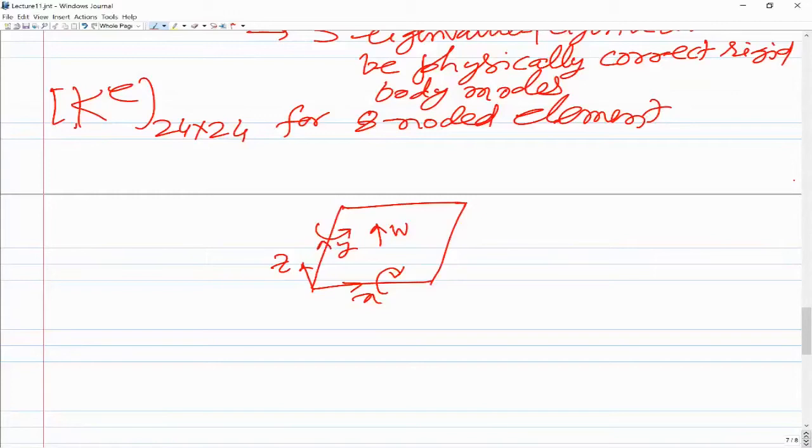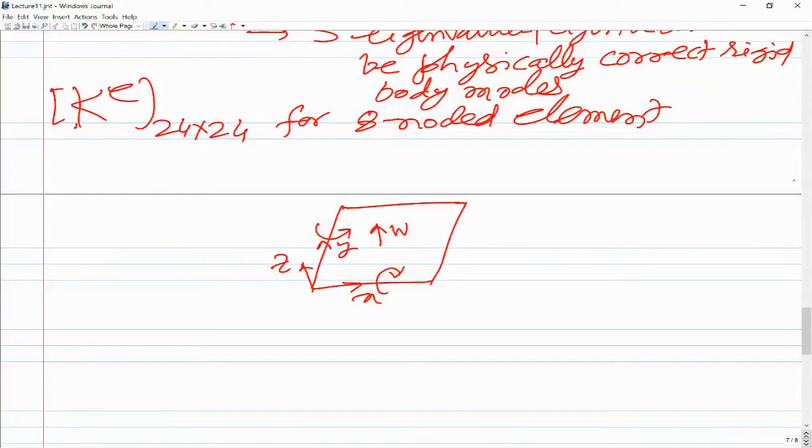Okay, sir. Suppose you have an element which has 5 degrees of freedom, let us say u naught, v naught, w, theta x and theta y. Then of course the stiffness matrix size will also be larger, and there would be five rigid body modes.